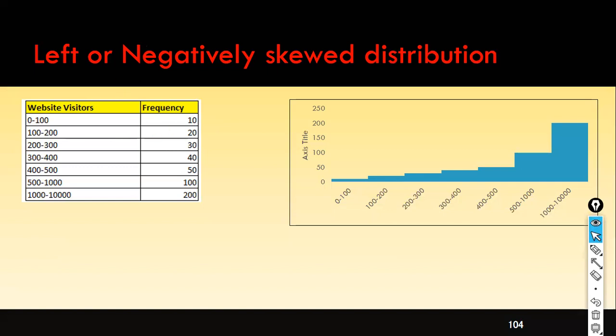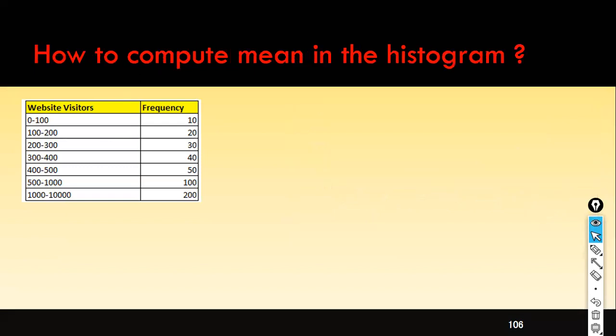Okay, this is very important. Look here. They will ask you this one also. Believe me or not, there are some data scientists who don't know this one: how to compute the mean in the histogram. Okay, so this is the data set. How will you find out the mean here? You need to find out the midpoints for the bins. What is the midpoint here?